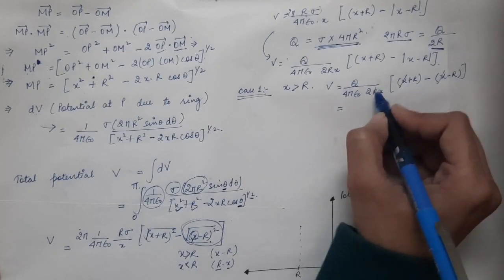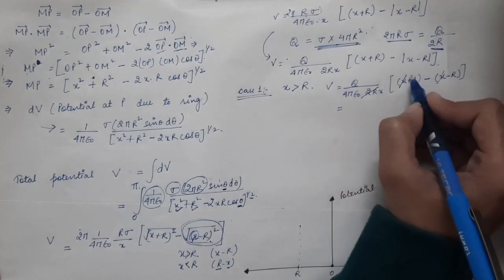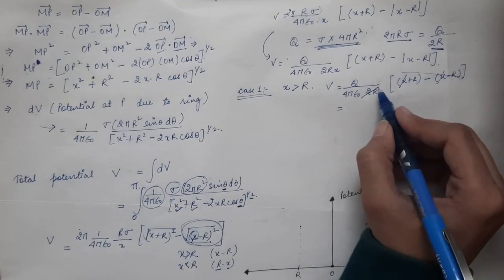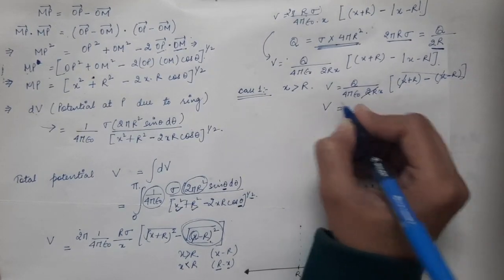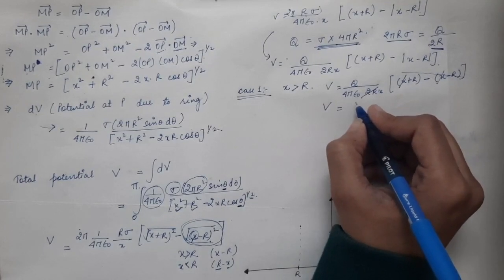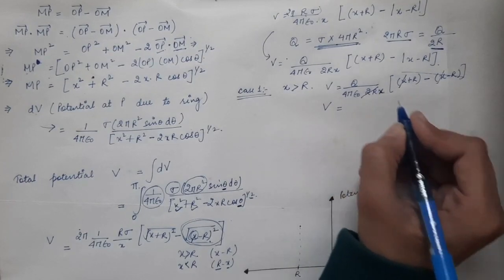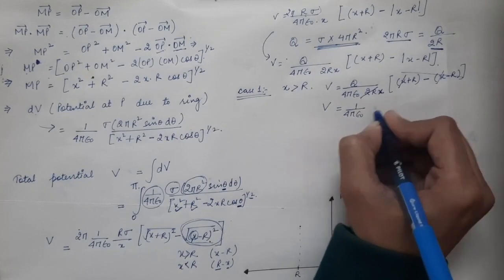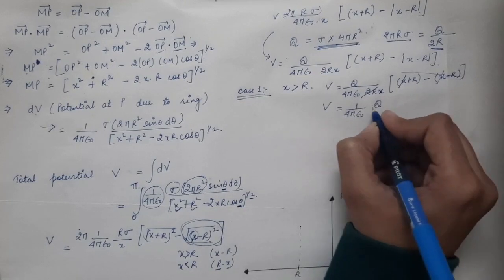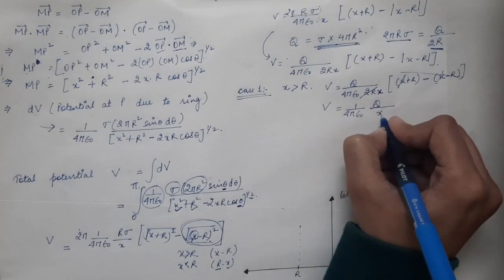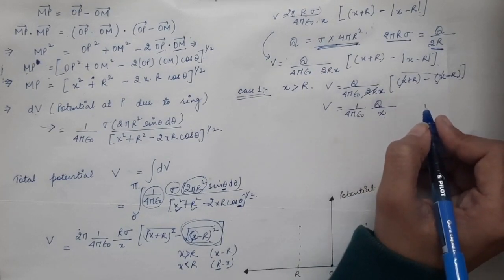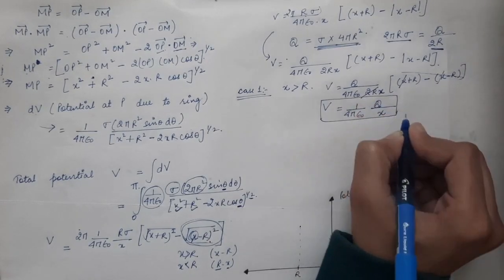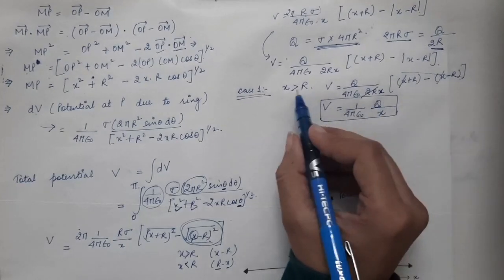So this twice of r that you will get from here will cancel with this twice of r. So the potential at a point which is outside the shell at a distance of x from the center is equal to 1 by 4 pi epsilon naught q, which is the total charge on the shell, divided by the distance of the point from the center of the shell. So this is the formula that we get for the potential at a point which is outside the shell.